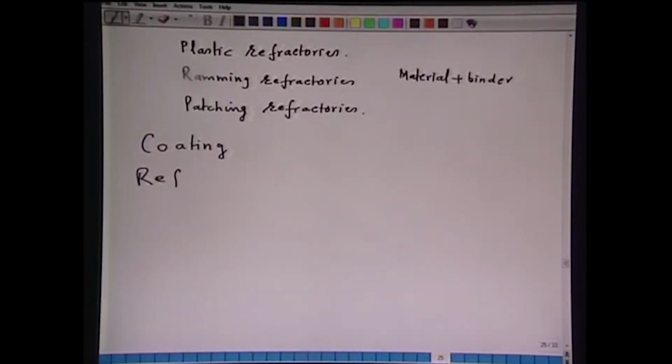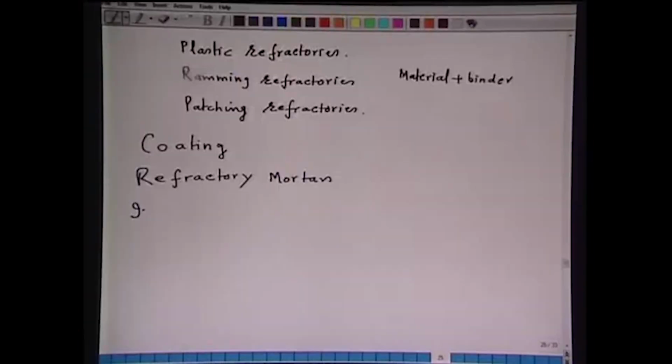Then we have refractory mortars. They are in fact finely ground refractory material which are then mixed to form a paste used for laying and bonding shaped bricks. So, these are the refractory mortars.